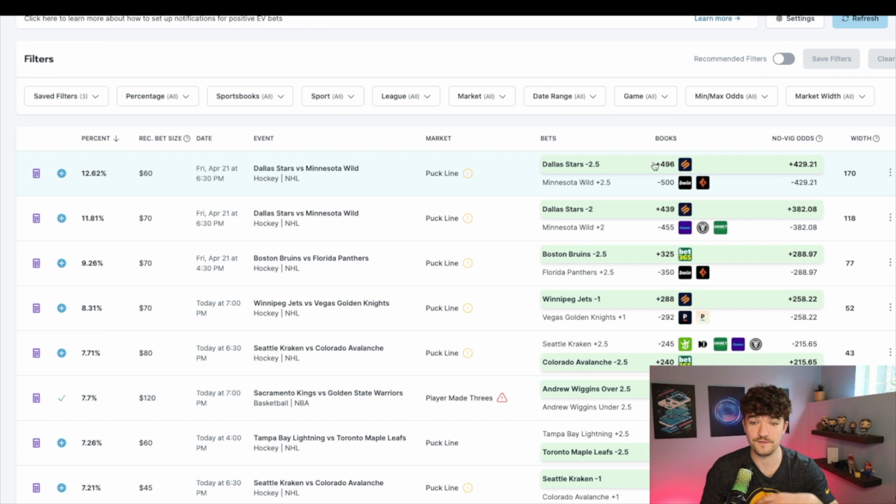So it's pretty volatile, right? We're looking at 5-to-1 bets here, meaning there's a very low chance that they're going to hit, but when they do, they'll pay you out well. And that sounds good, a nice payout. But the problem here is the width: 170, 118, 77. And you might be asking, what is width?